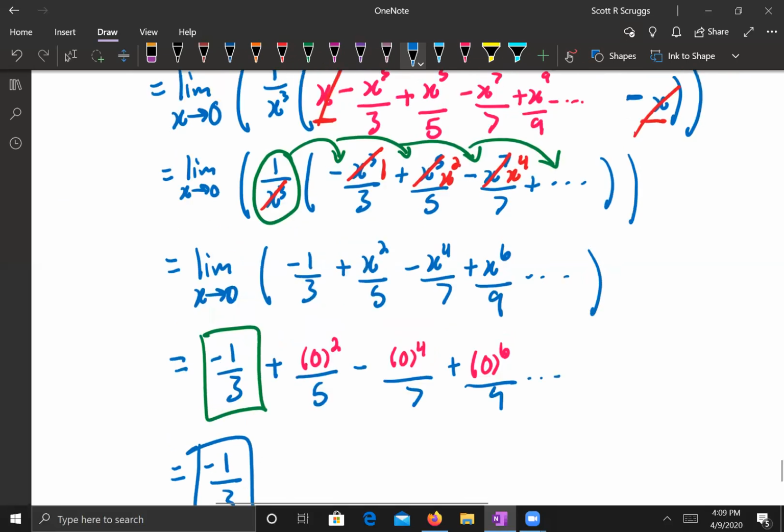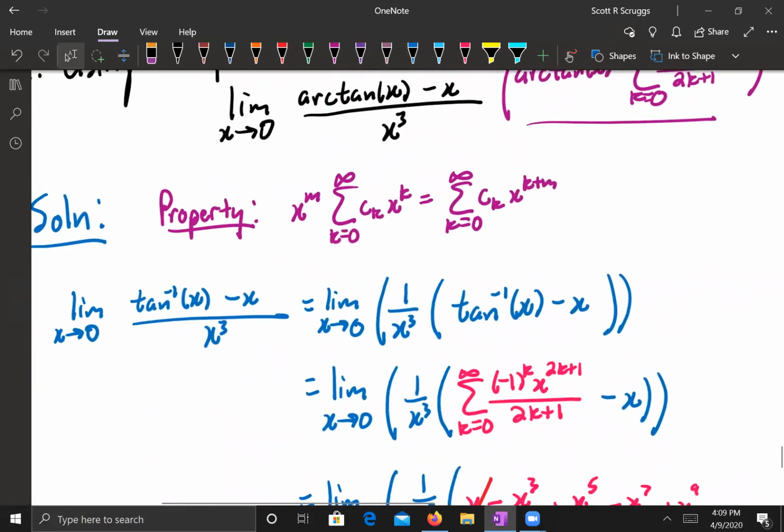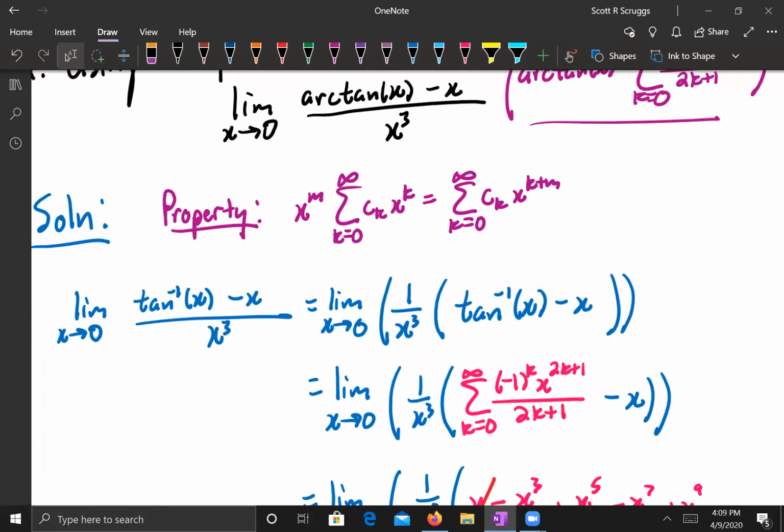And if you want to verify that that's right, note that we could use L'Hopital's rule here. And I claim that if we do L'Hopital's rule for that, we'll get negative 1/3 as well.